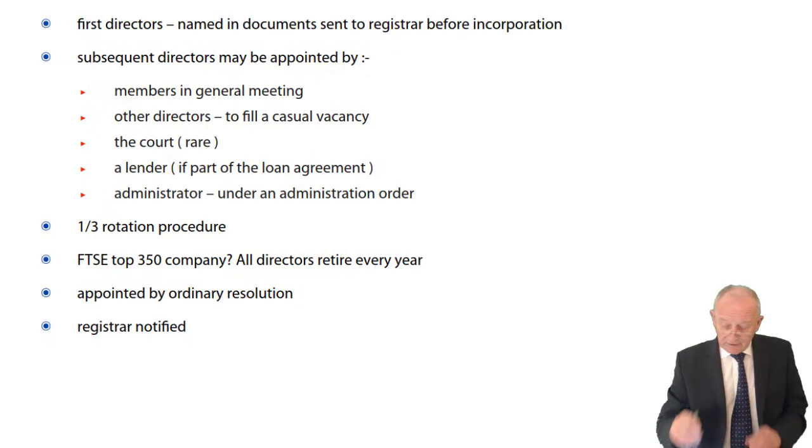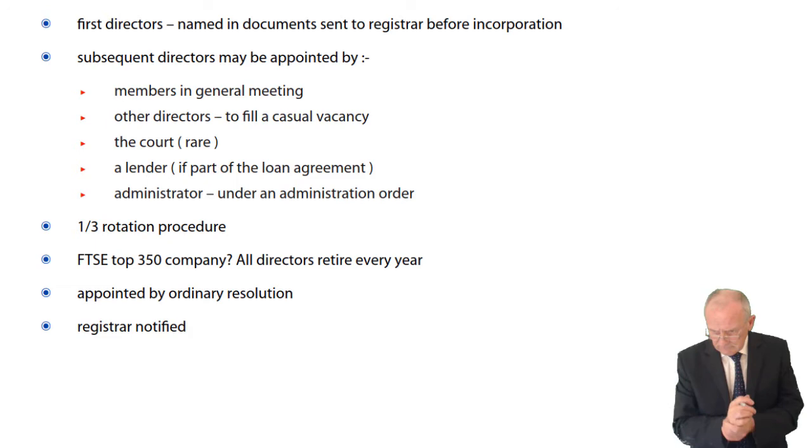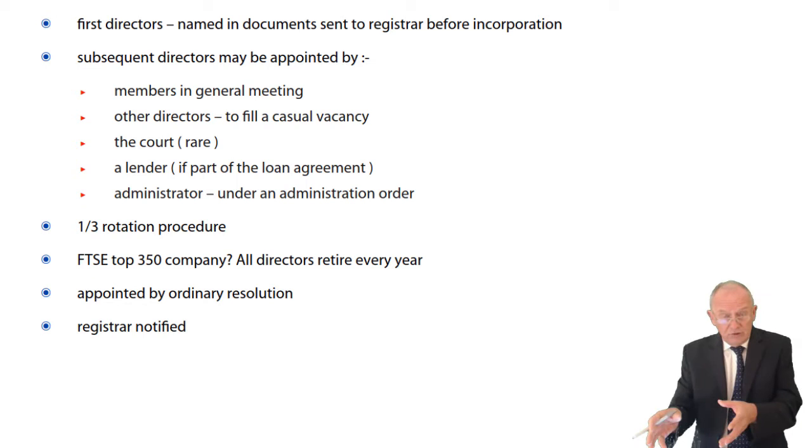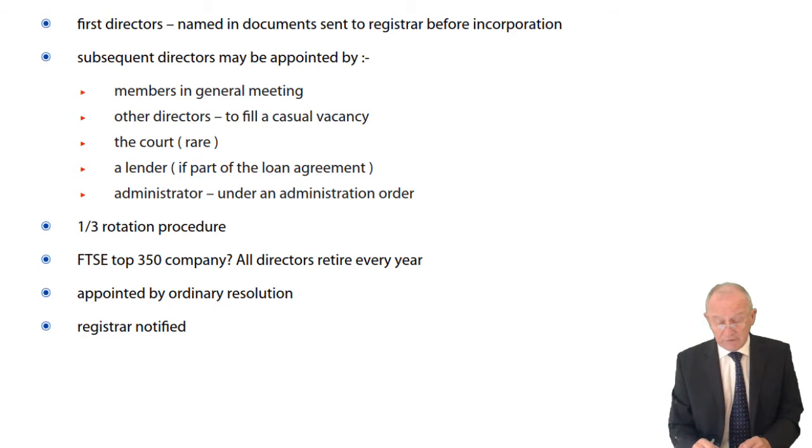The appointment of directors. The first directors are named in the documentation that is filed with the registrar within the application to register a company. So named in the documents. You've got to tell the registrar who the proposed directors are going to be. And those are the first directors. They're often the first subscribers to the memorandum. They're therefore often the first members of the company.